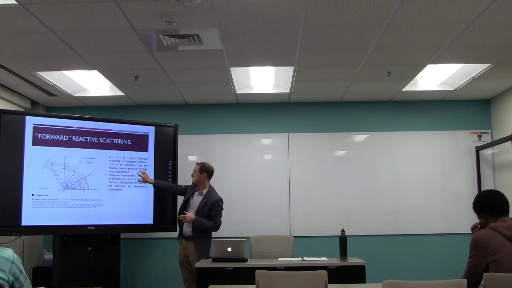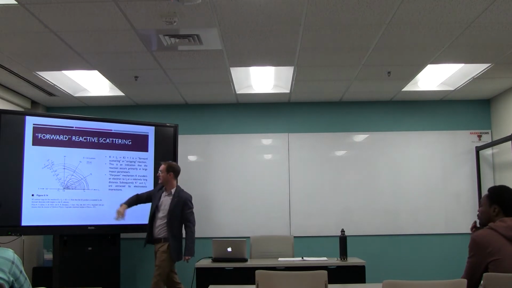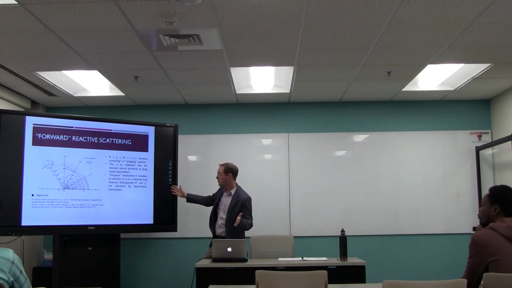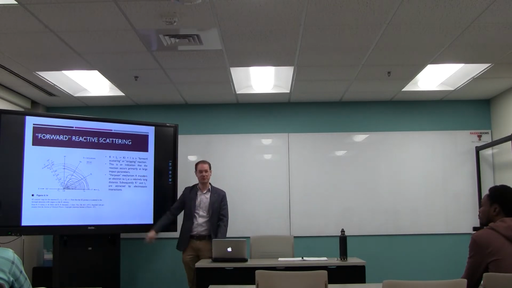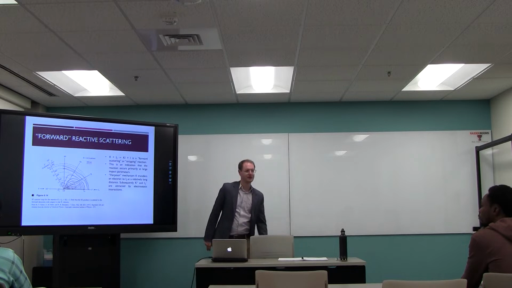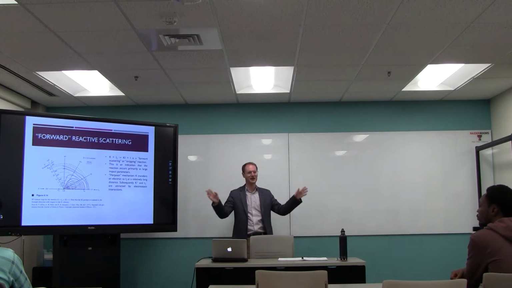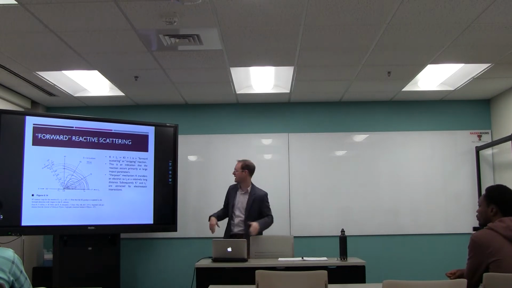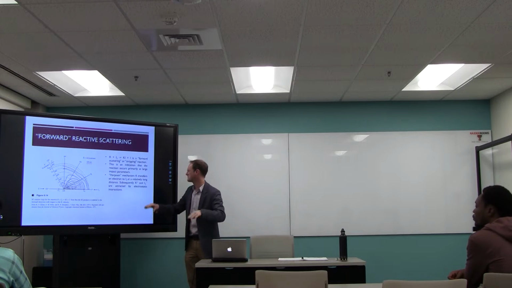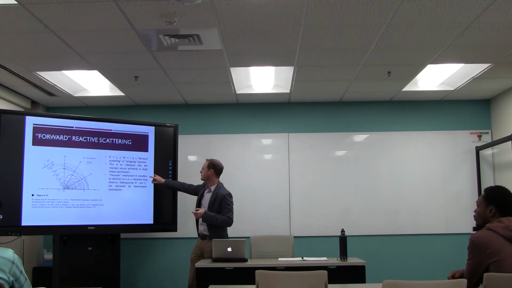Okay, and so this is an indication that when you see forward scattering, that means that probably the reaction occurs at large impact parameters. By the way, are you familiar with the term impact parameter? Yeah. Okay, good. Because we went over that in the kinetics class, but I don't remember if I did it in this particular class. Okay, good.